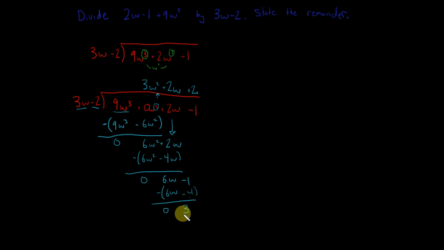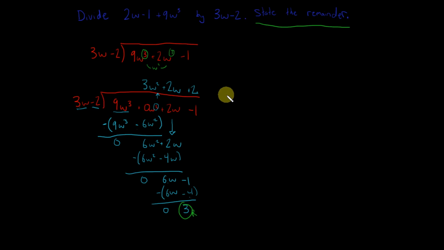So we finished because we have nothing else now. 3w can't go into 3, so we're done. So that means that this will be our remainder right here. 3 will be the remainder. So really we could be done, and because we have the remainder, we can just say r is 3.